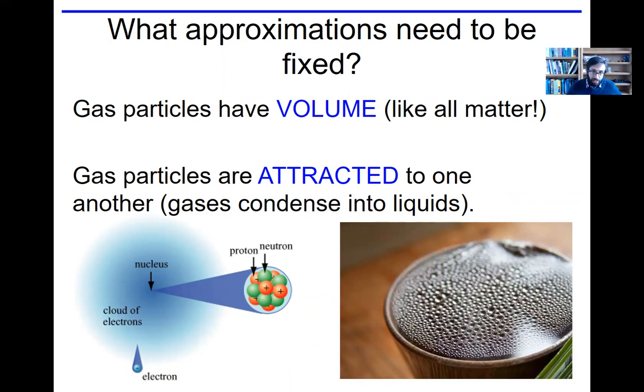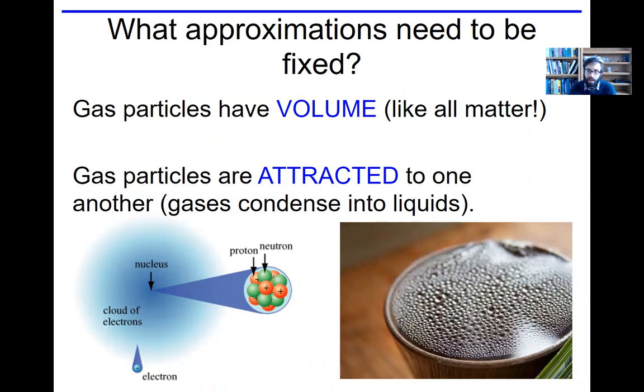Now, the ideal gas law, of course, takes into account the volume of the gas in a container, but it assumes the particles themselves have 0 volume. And that's not true. So we're going to fix that assumption. The other part of this is that the ideal gas law assumes that gas particles are not attracted to one another, or that these attractions are basically negligible. And we know that's not true because all gases, including helium, can be liquefied.